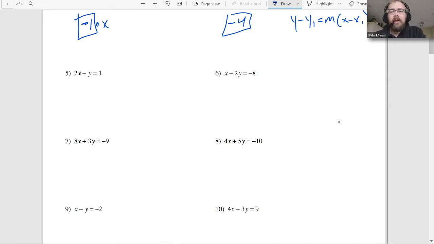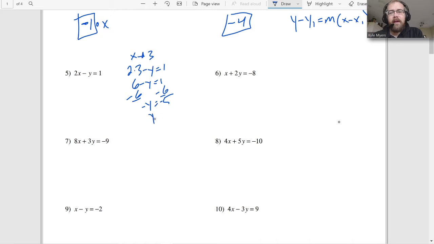Okay, let's do it. If x was like 3, so if we make x turn into 3, then it would be 2 times 3 minus y equals 1. How would you solve that for y? Well, you multiply first. And then you would subtract 6 on both sides, right?